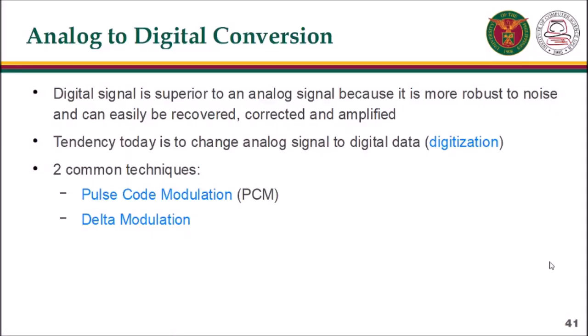Digital signal is superior to analog signal because it is more robust to noise and can easily be recovered, corrected, and amplified. The tendency today is to change analog signal to digital data. It's called digitization. There are two common techniques, the pulse code modulation or PCM and delta modulation.